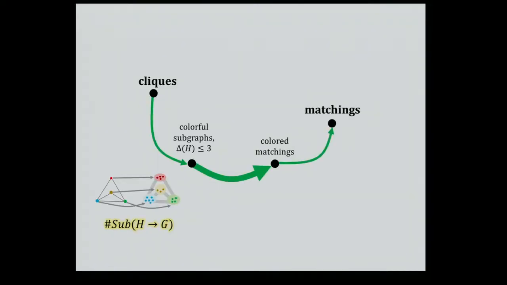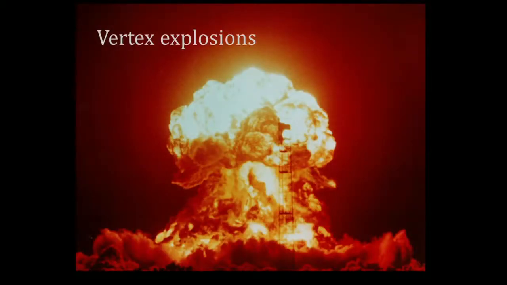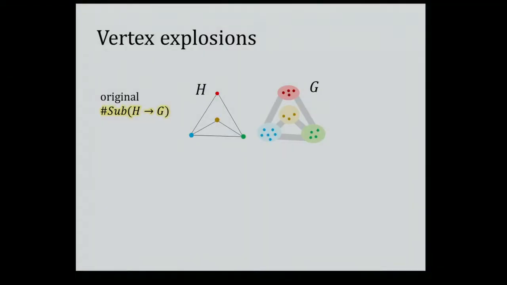So we have this source problem of counting colorful subgraphs, and we now want to reduce this to counting colored matchings. To do this, we use a technique that we call vertex explosions. This name actually kind of makes sense. So in a vertex explosion, let's say we have the setting that we want to count copies of some colorful graph H in a colored graph G. So we're interested in this quantity of these copies.